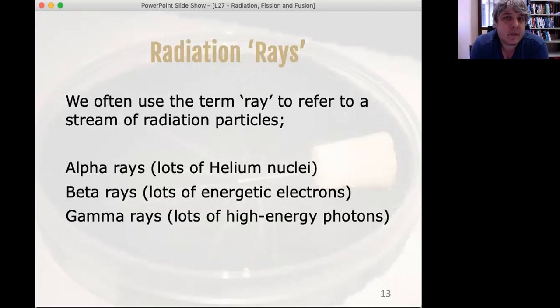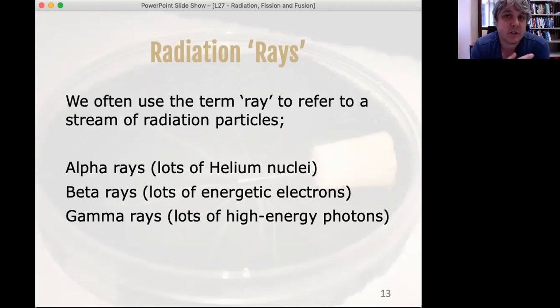When we're talking about radiation, we often use the term ray to refer to a stream of radiation particles. So if a single atom undergoes radioactive decay and emits an alpha particle, then that's just one helium nucleus, one particle that flies off into space. But if you have a substance made of millions or billions of these radioactive atoms, and they're all undergoing this radioactive decay, remember they'll do it randomly because of the half-life. They'll just randomly, some will decay, and then next moment a few more will decay. So you get this constant stream of alpha particles coming off this block of substance.